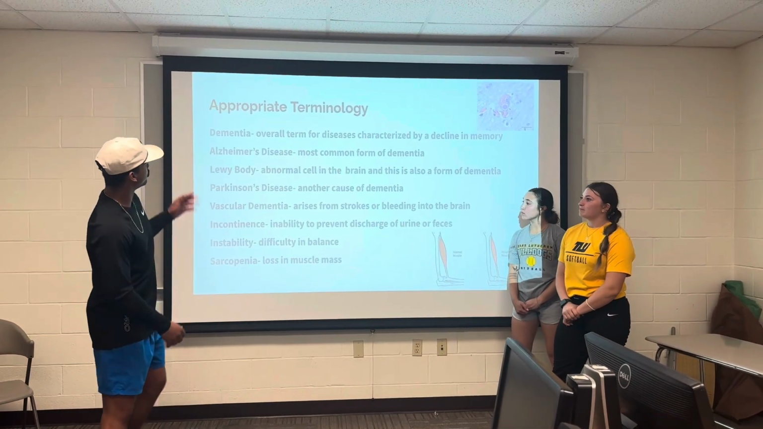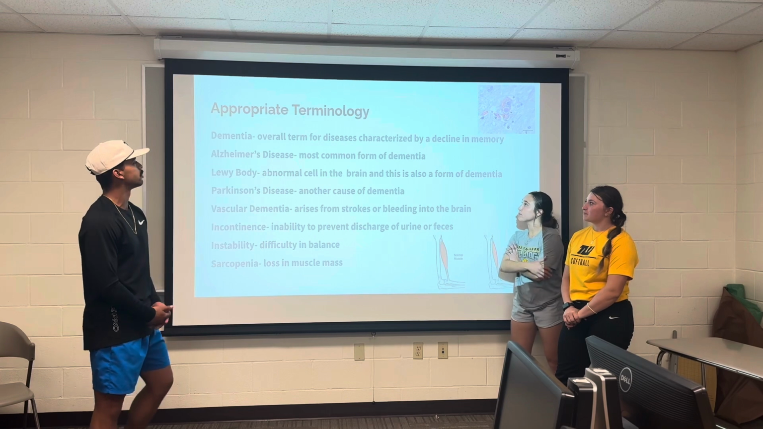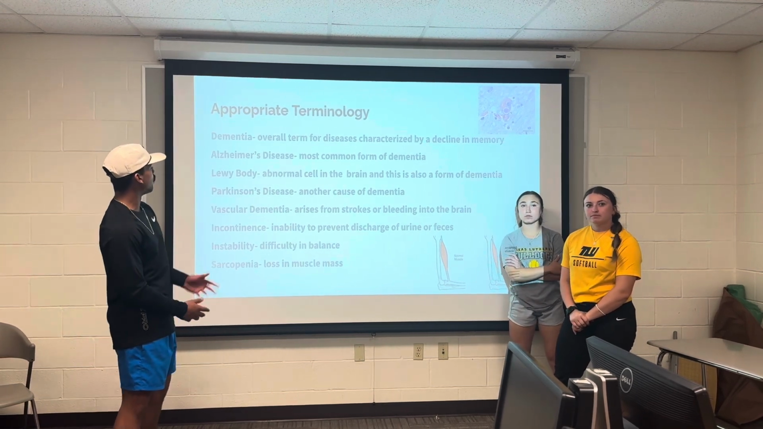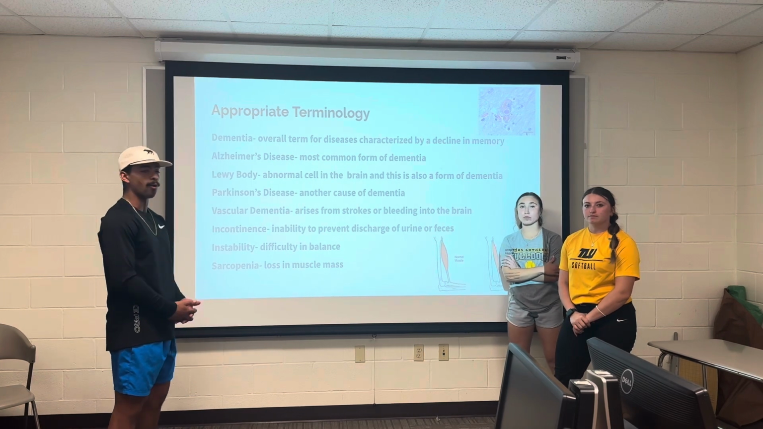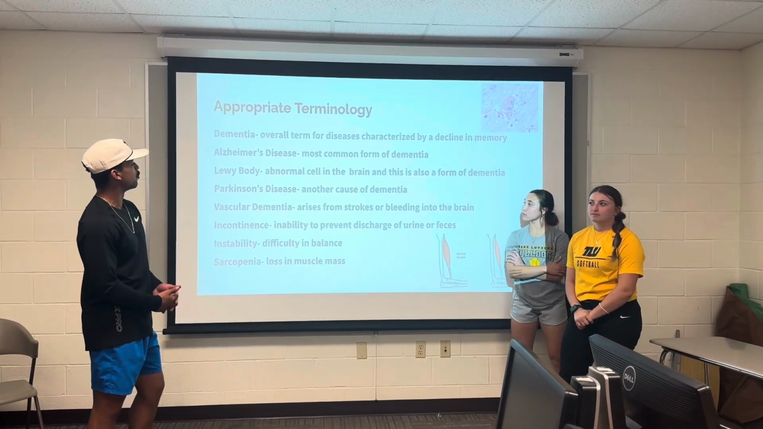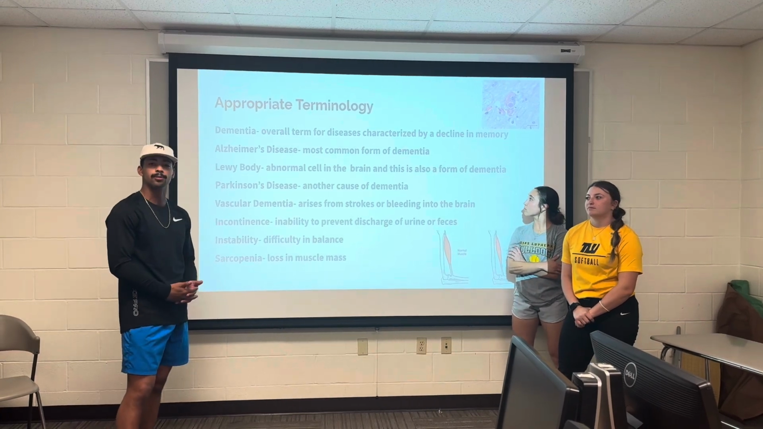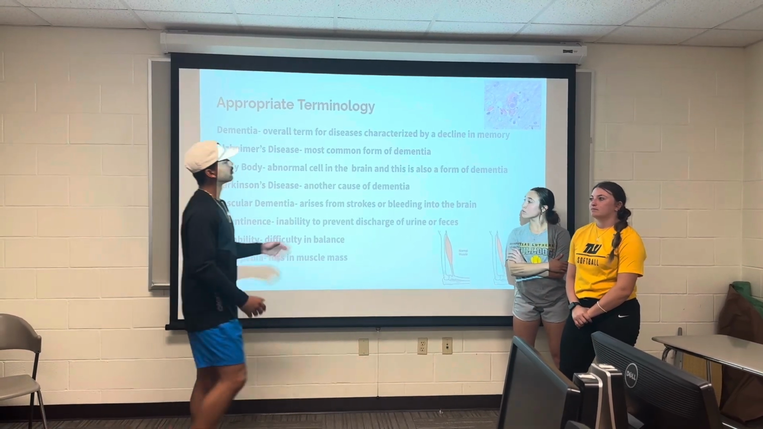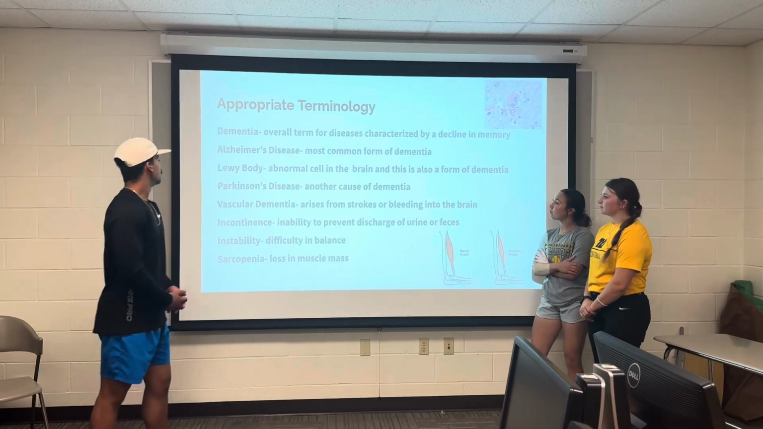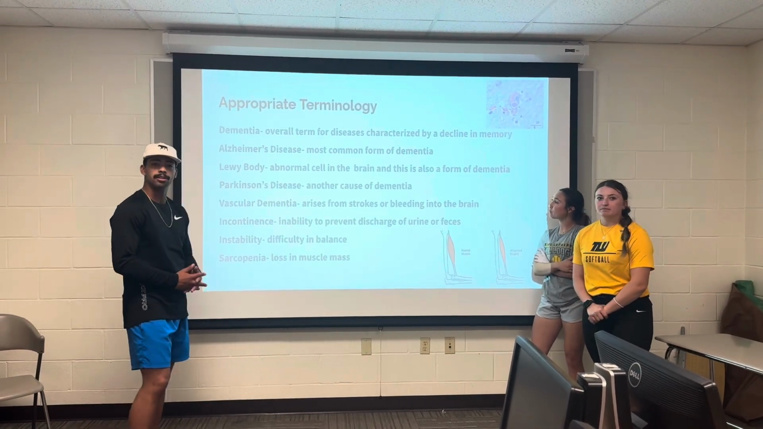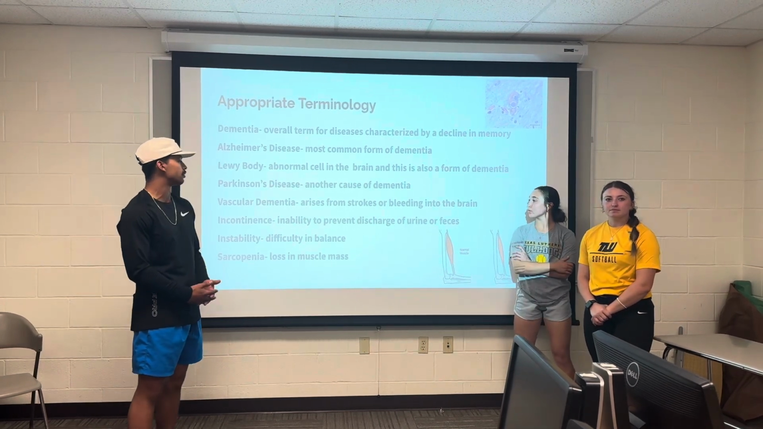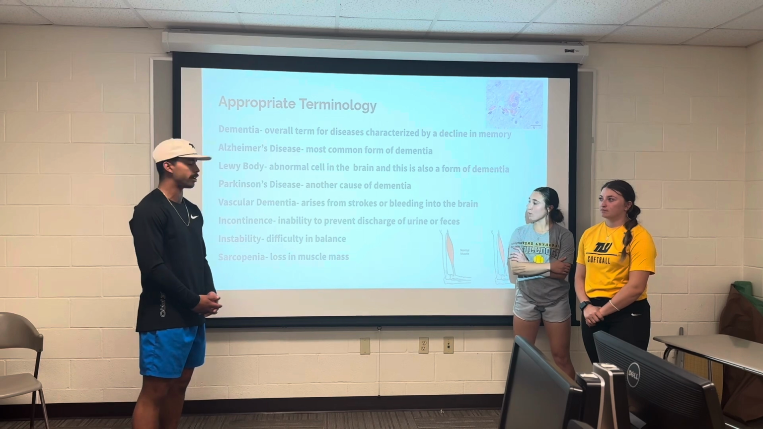And here we have dementia, which is an overall term for diseases characterized by decline of memory. We have Alzheimer's disease, the most common form of dementia. We have a Lewy body, an abnormal cell in the brain. This is also a form of dementia. Here we also included a picture of a Lewy body. Now we have Parkinson's disease, which is another cause of dementia. We have vascular dementia, which arises from strokes or bleeding into the brain.